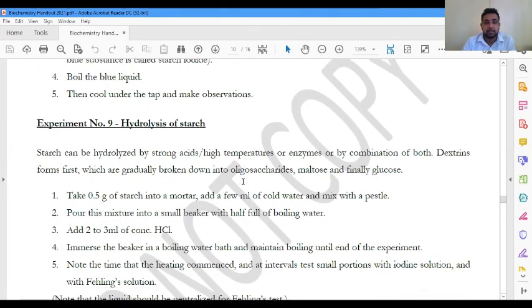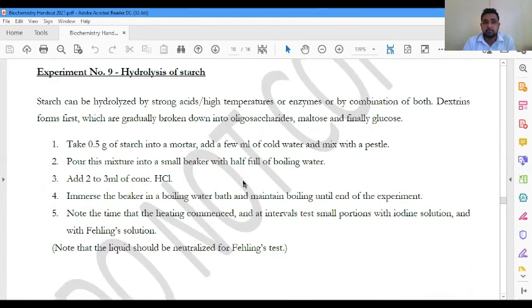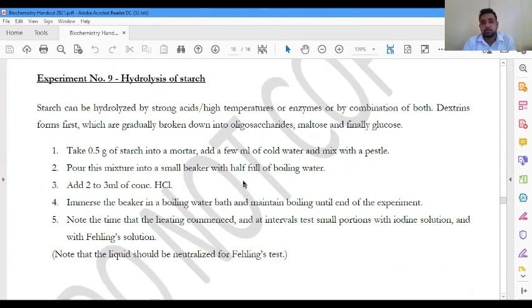Then we tested hydrolysis of starch, specifically acid hydrolysis of starch. Here we tested what happened when starch was hydrolyzed; there will be different intermediate products, and we tested those with Fehling's test as well as the starch iodine test.